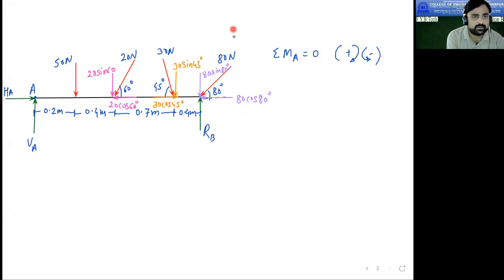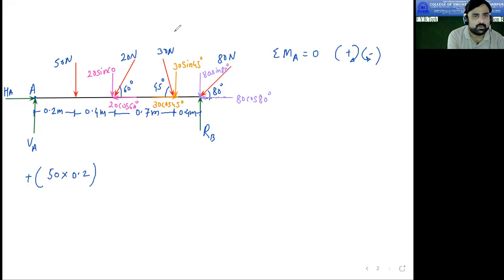Now we will see the remaining forces. First is this 50 Newton. So it is 50 into, what is the distance? 0.2 meter, correct. So the distance is 0.2. Clockwise or anti-clockwise? Clockwise. So this is plus.